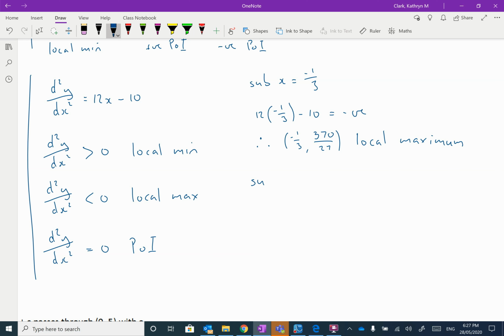Let's now check x is 2. We get 12 lots of 2 minus 10, and that's going to be a positive value. So because it's greater than 0, that's going to give us a local minimum. So it's the opposite of what you think it'd be. You think if it's a positive value, then it's going to be a local maximum, but it's not. It's the other way around. So (2, 1) will be our local minimum.